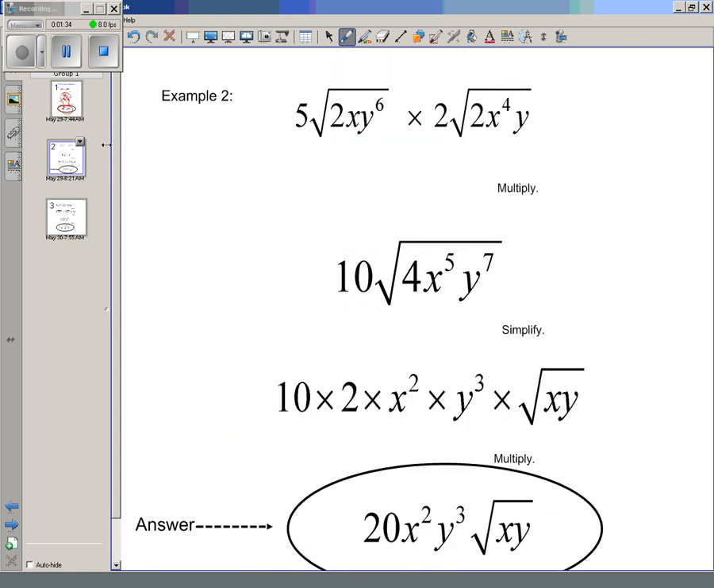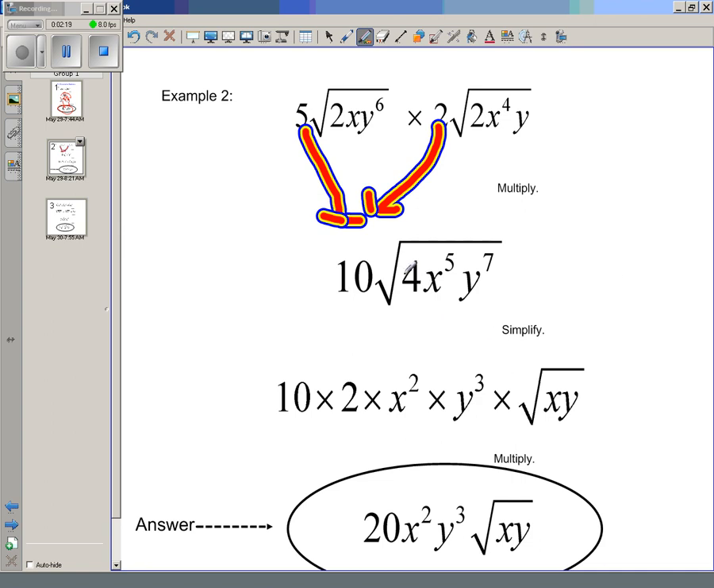Next problem. Example 2, which is 5 square root 2x y to the 6th times 2 square root 2x to the 4th times y. You want to drop down the 5 and the 2 to get 10. After this, you go into the radicals and you get 2 times 2, which is 4. x times x to the 4th, which is x to the 5th. y to the 6th times y, which is y to the 7th.